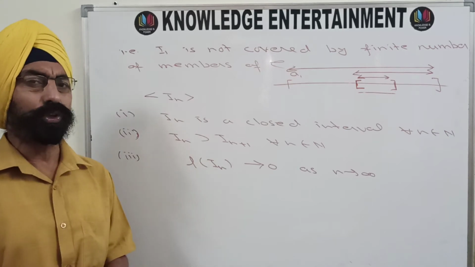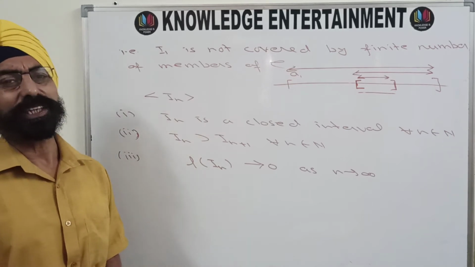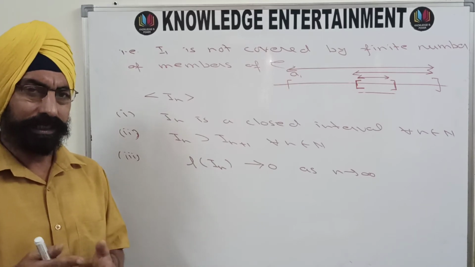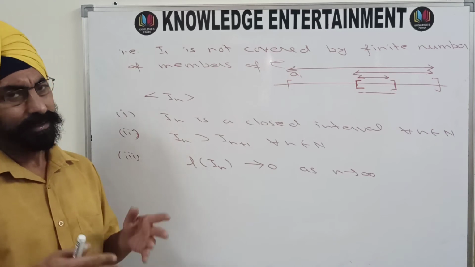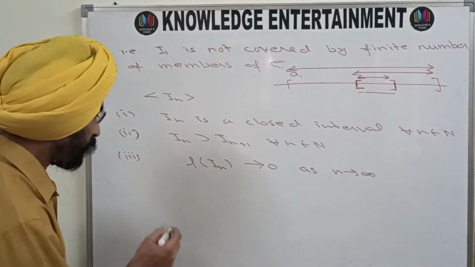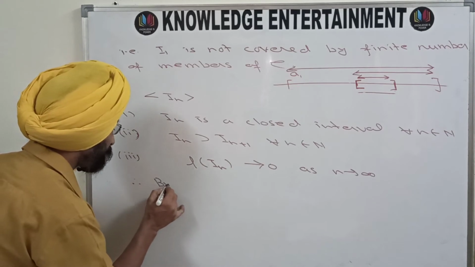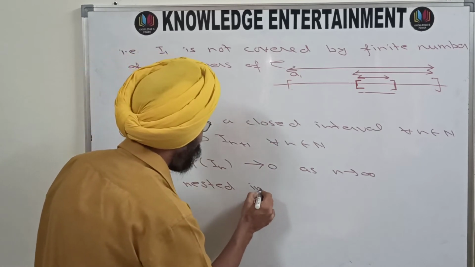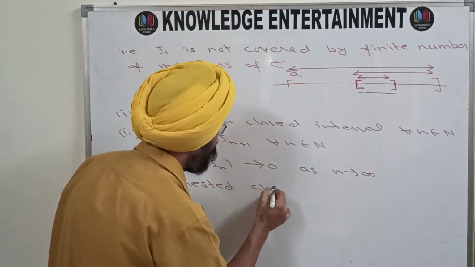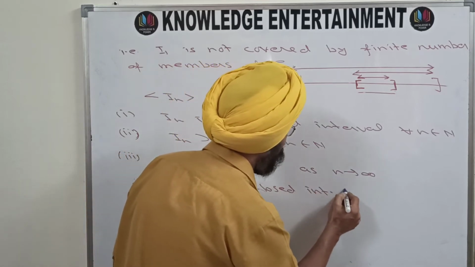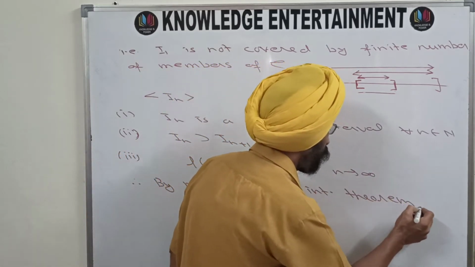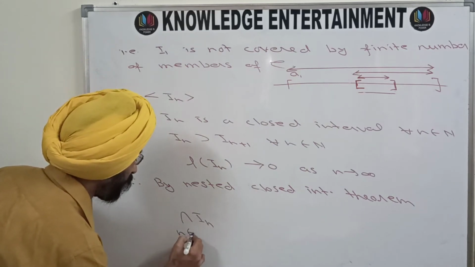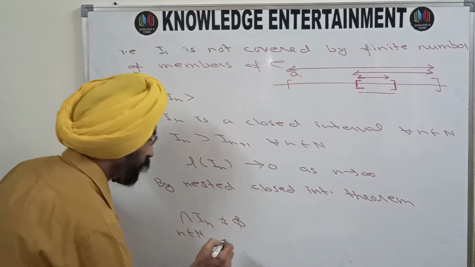And in the previous video you have proved the nested closed interval theorem, that if there is a nested sequence of closed intervals, then its intersection is not phi. So therefore, by the nested closed interval theorem, the intersection of all In, n belonging to N, is not phi.